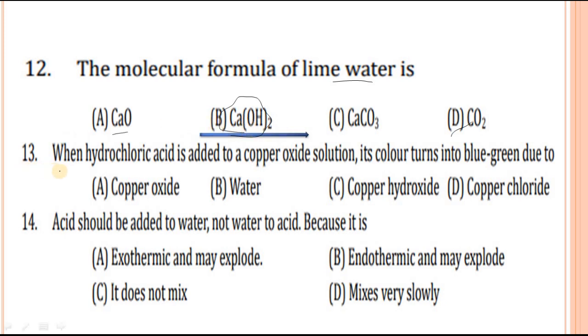Question number 13. When hydrochloric acid is added to copper oxide, its color turns into blue-green due to, see, when copper oxide reacts with the hydrochloric acid, there will be a formation of copper chloride and water. This is a neutralization reaction. In the options you can see the copper chloride. This will be responsible for the green color. When copper chloride and water are formed, the copper oxide color will turn into blue-green.